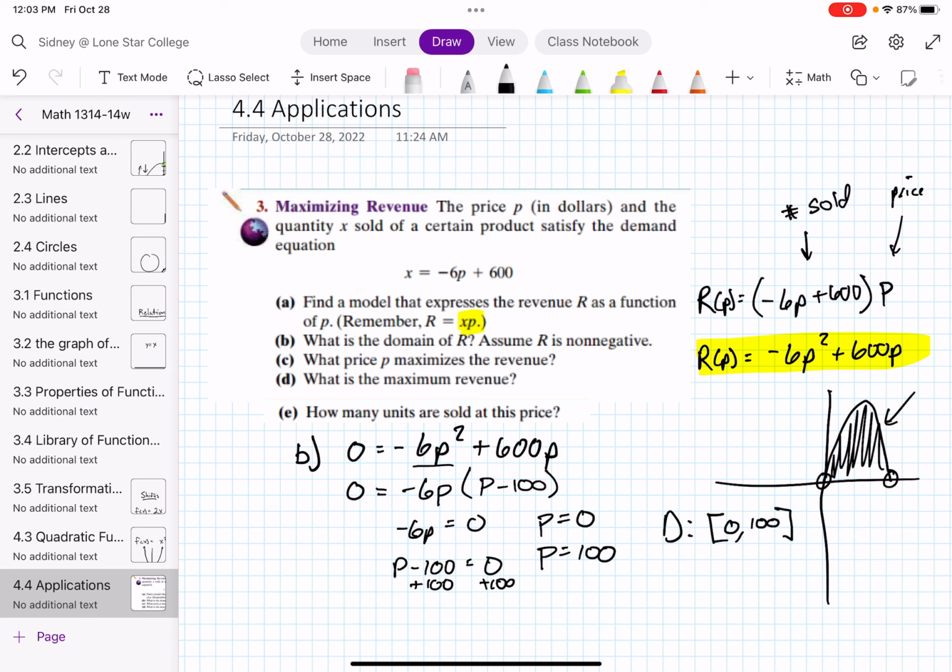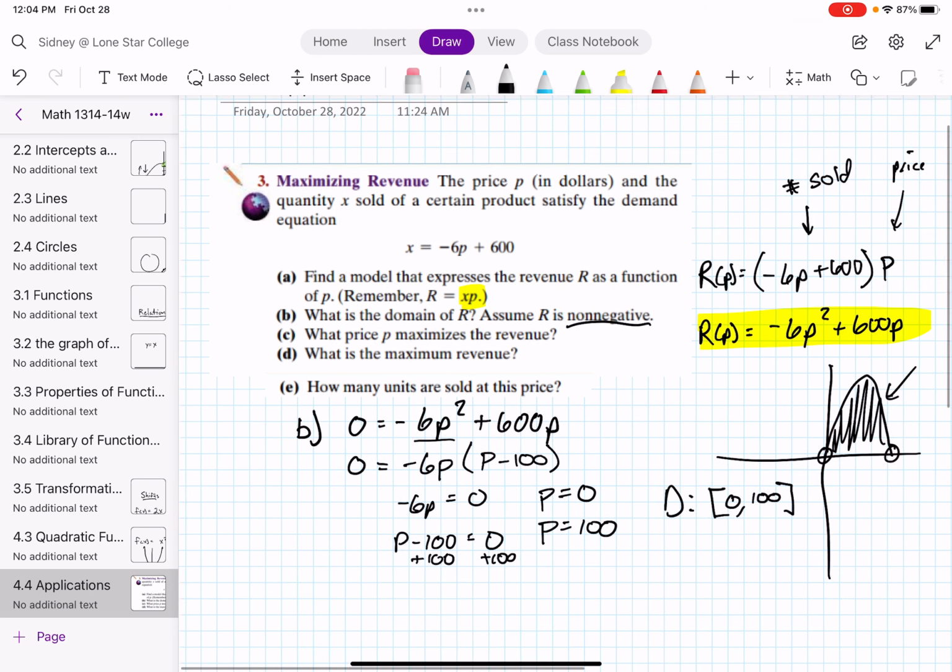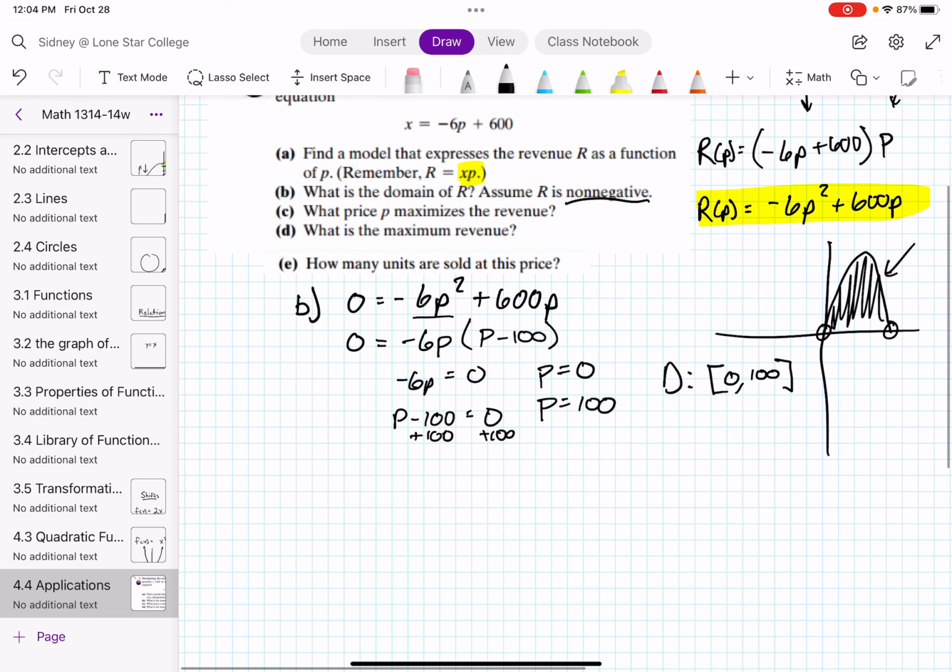Now I'm using brackets because those values would give us 0, and it says non-negative, so it does include 0. So the domain, the prices we're looking at, would be between 0 and $100. Now the next question is C.